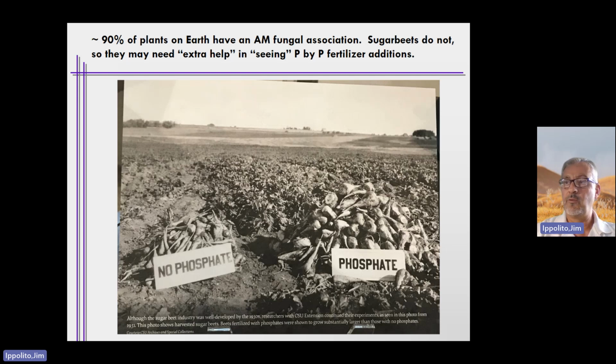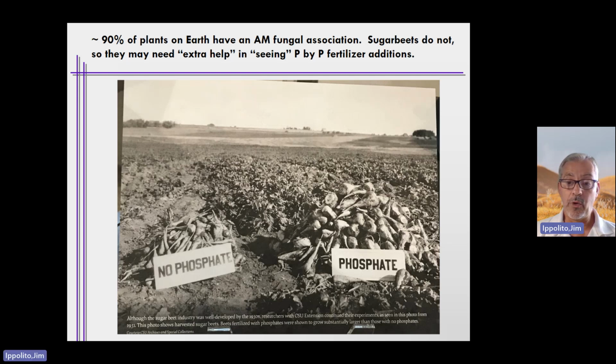Sugar beets is one of those crops that doesn't need the AM fungal association to survive. So the AM fungi in the soil, they don't die, but they go dormant, and they just sort of hide themselves during sugar beet growth. Then if you follow sugar beets with corn, it takes a little while for those AM fungi to realize that there is a plant present that needs its help.